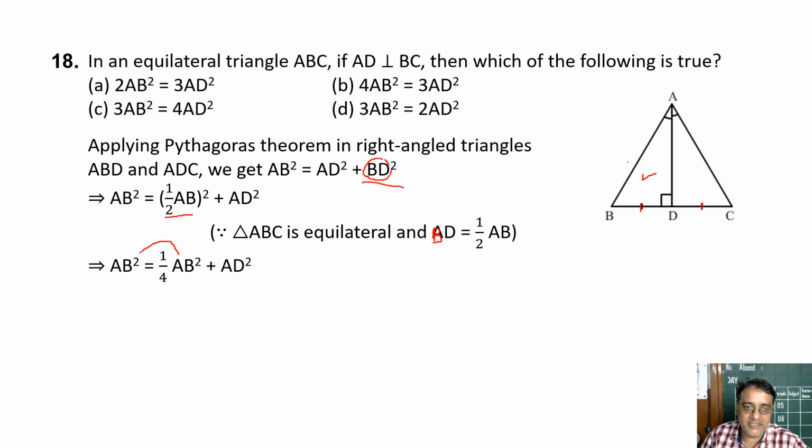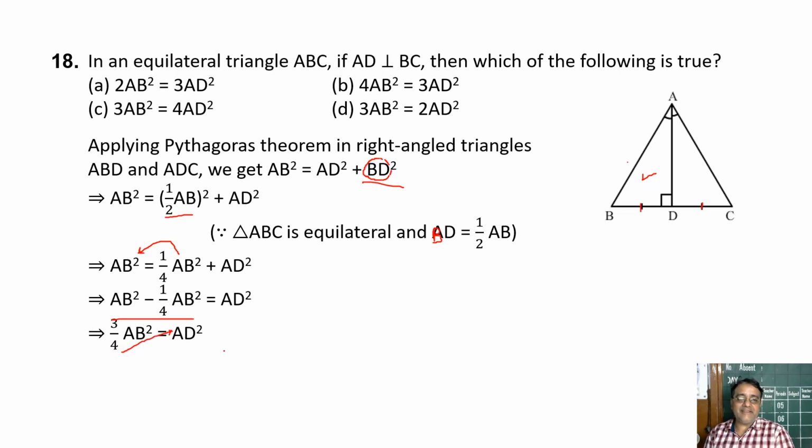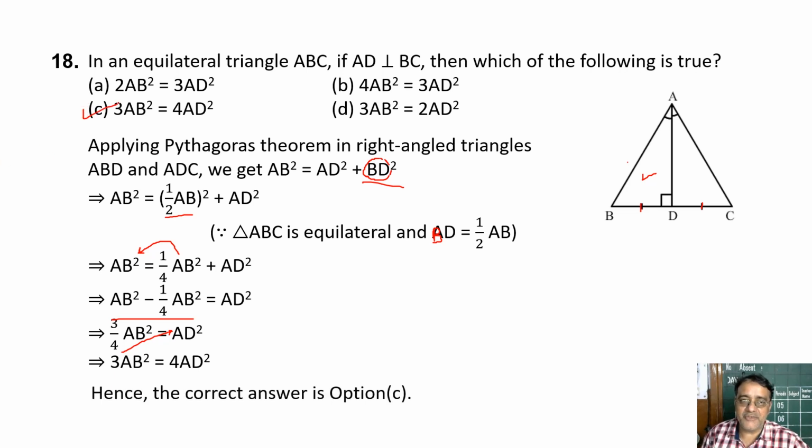Now shift this to this side. Okay, minus हो जाएगा. And what is 1 minus 1 by 4? 3 by 4. So you will get 3 by 4 of AB square. अब cross multiply करो. तो what we are going to get? 3 AD square is equals to 4 AD square, right? So which option is the correct one? Option C, right. Any doubt in this question? No, sir. Right. So now we are moving toward question number 19.